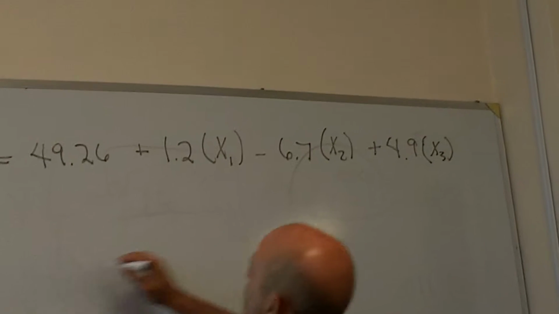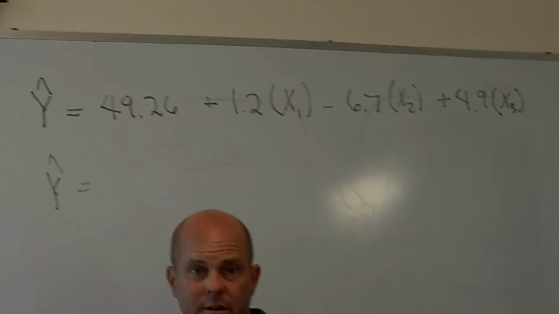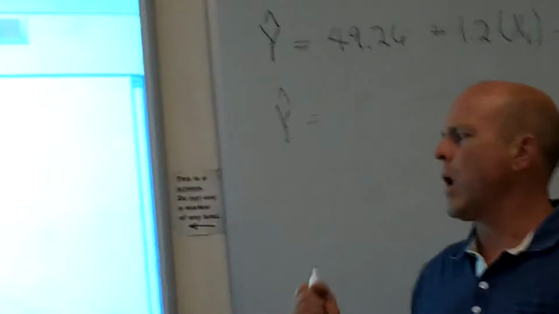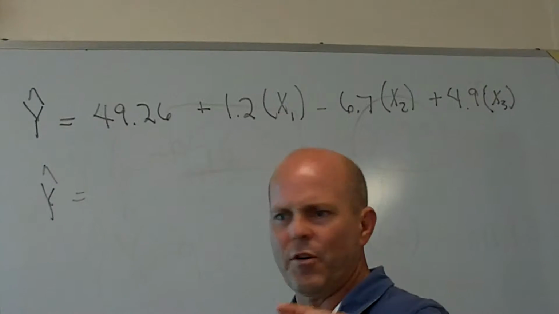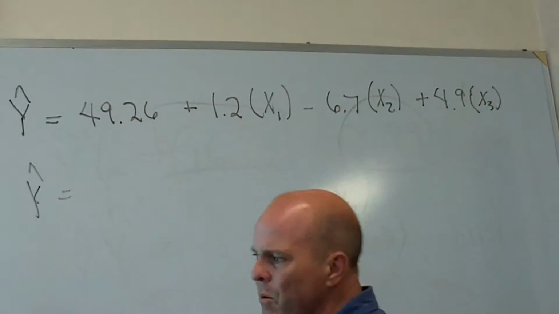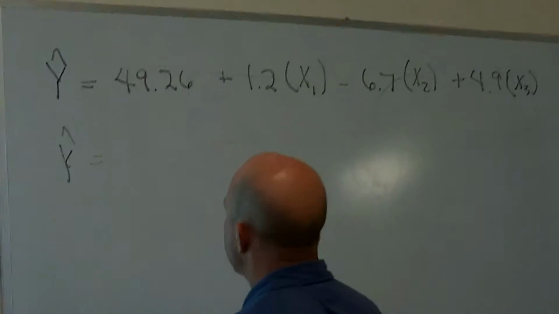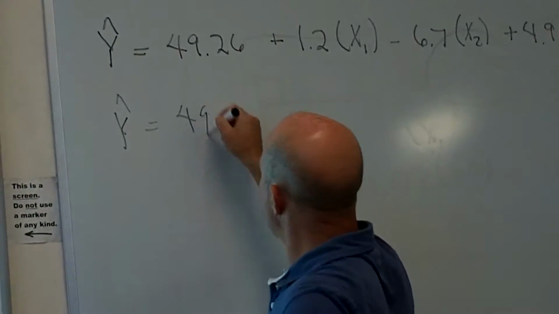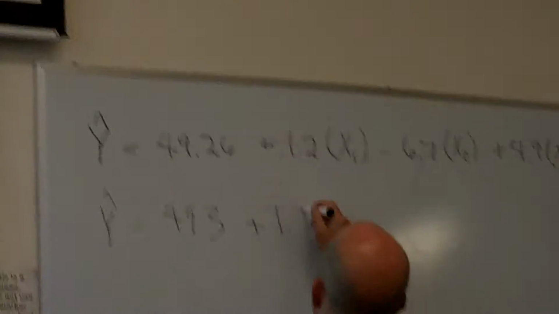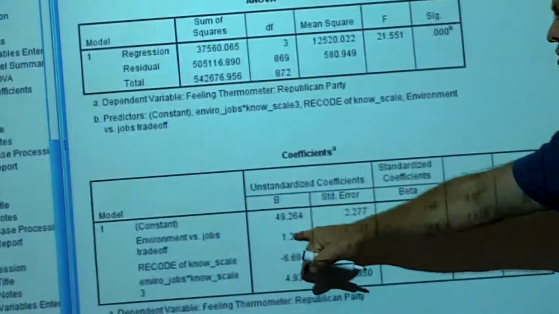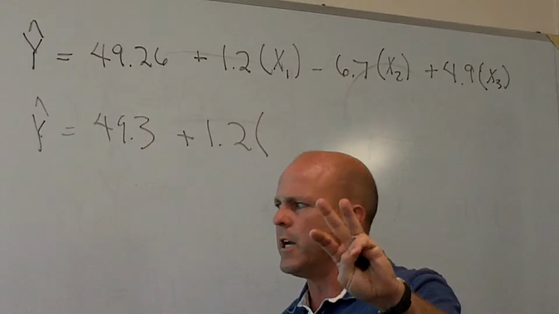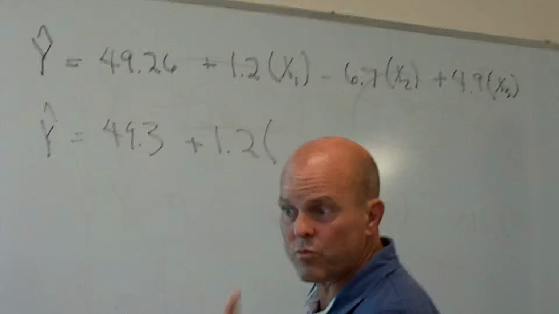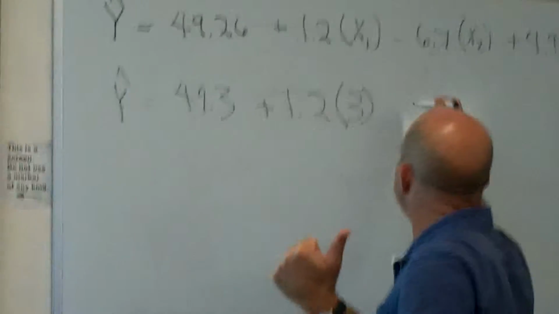So in your textbook, this is part of your assignment, it's going to say, all right, how about a person who loves jobs over the environment, but they are very low level political information. What would be their predicted feeling thermometer score for the Republican Party? Well, we put our constant in there. We've got 1.2. X1 is this environment versus jobs trade-off. You get a 1 if you love the environment, a 2 if you're neutral, and then a 3 if you love jobs. So I just said this person was really pro jobs, so we're going to give them a 3.